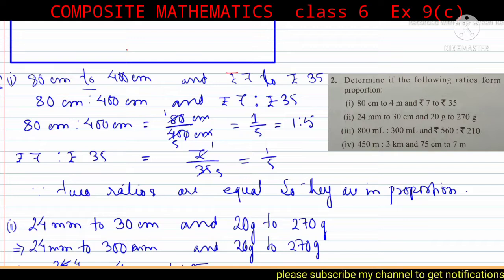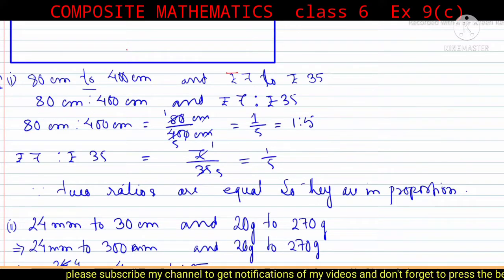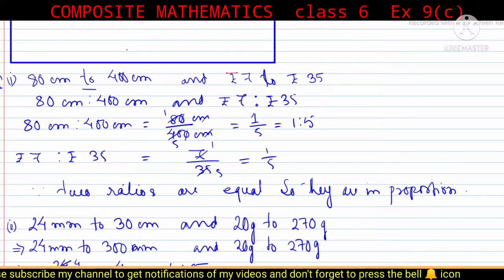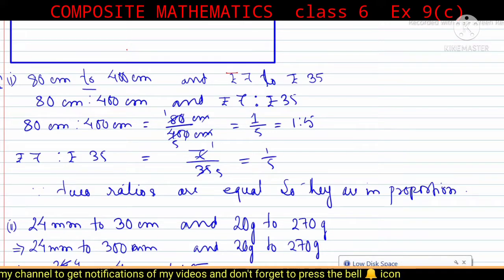First of all, we will write 80 centimeter is to 400 centimeter and rupees 7 is to 35. Now we will find the ratio of 80 and 400. So 80 by 400. The centimeter cancels out because a ratio does not have a unit, remember this. So 80 by 400. We will cancel out 0 first, then we will cancel out 8 and 40.